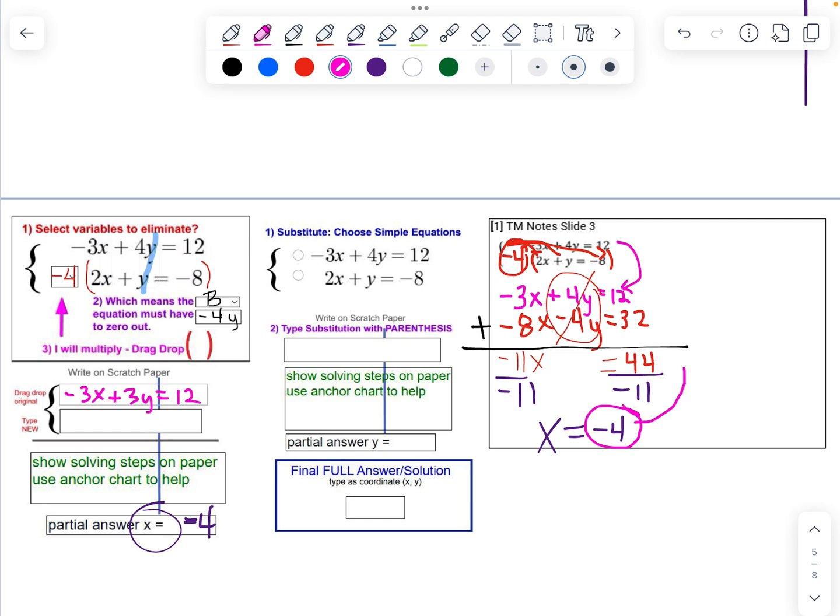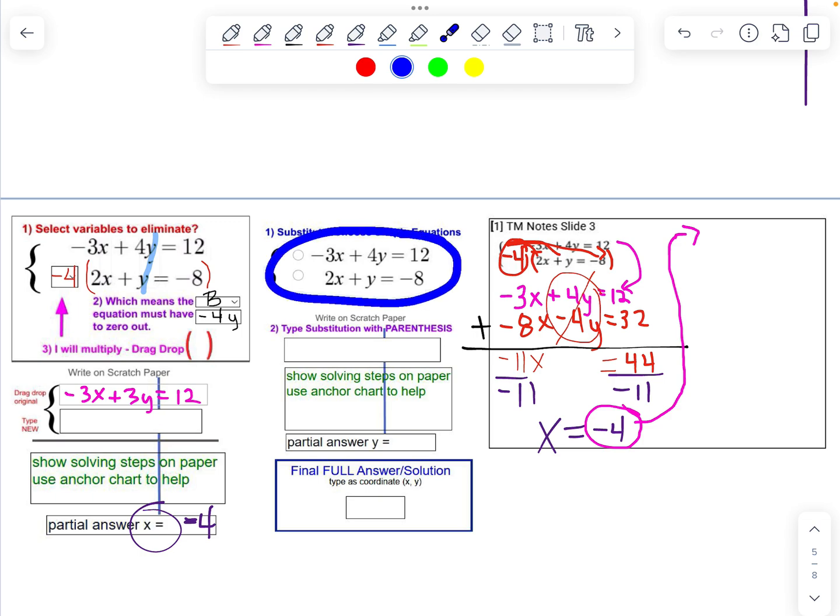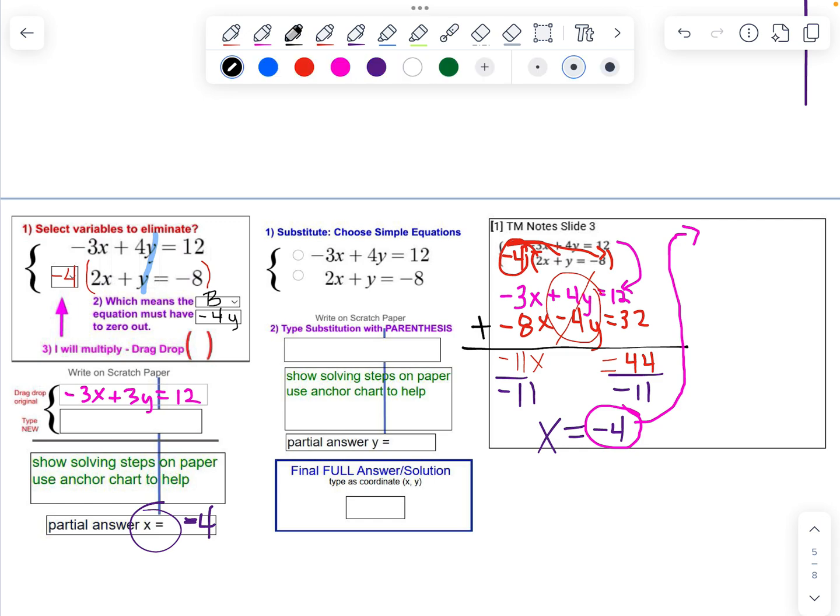is going to be helpful for whatever equation you think is easiest. It doesn't matter, okay? So I'm going to choose the bottom one because I didn't like the negative at the very beginning. You could have chosen the top one, it doesn't matter.